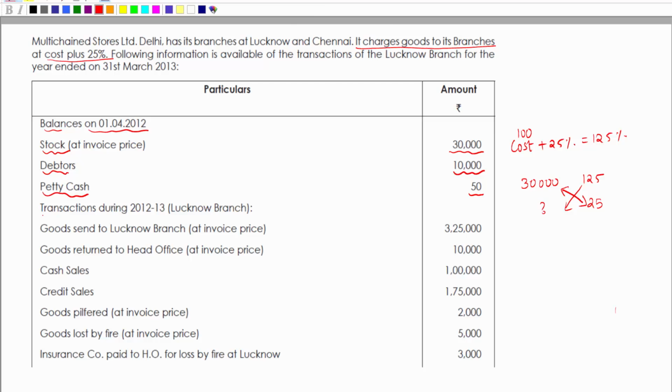Now let us look at the transactions that are happening during 2012. What are the transactions that are happening during 2012? Number 1, goods sent to Lucknow branch at invoice price 3,25,000. So this will appear on the debit of branch stock account. So let's go to branch stock account.